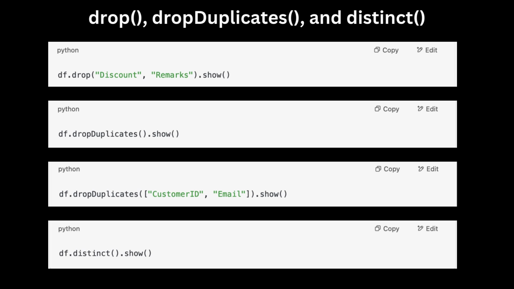distinct is another way to drop duplicates. distinct is almost the same as dropDuplicates, but it works on the entire DataFrame and is a bit more concise. Use it when you need to ensure all your rows are unique across all columns. These methods are must-haves when you're dealing with messy or repetitive data.